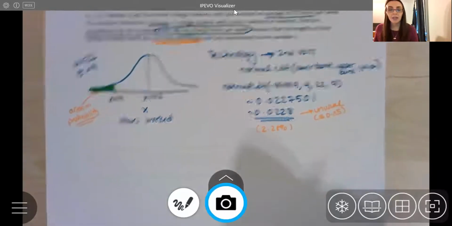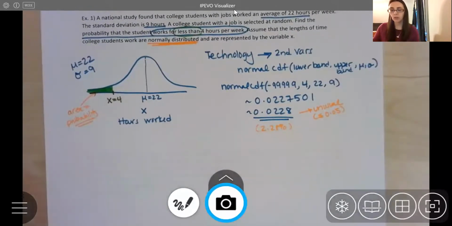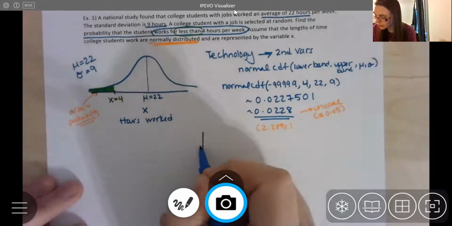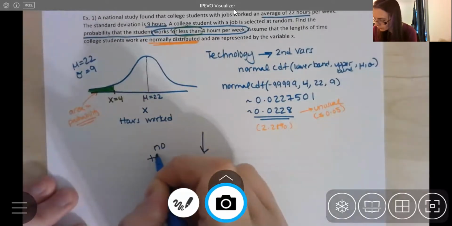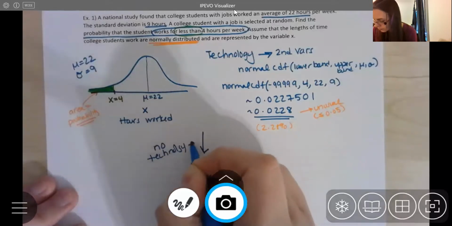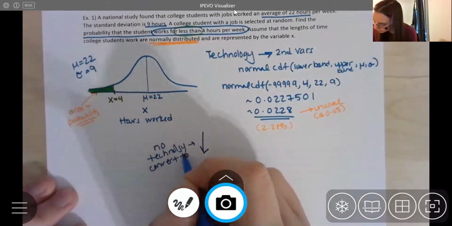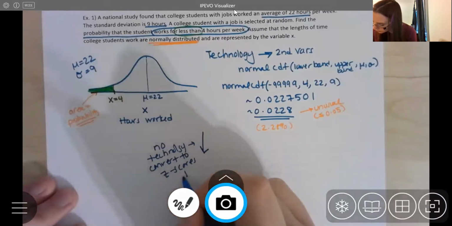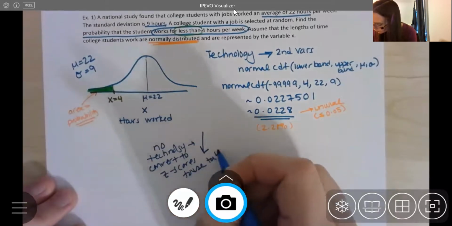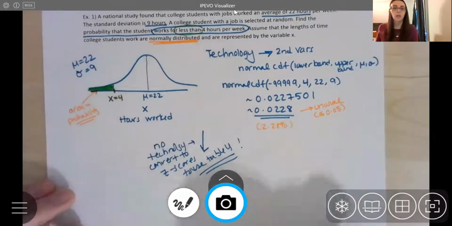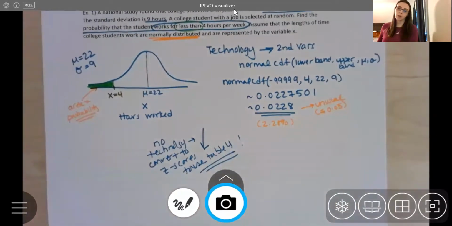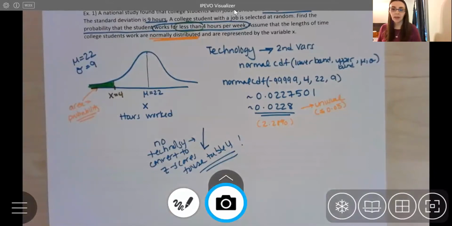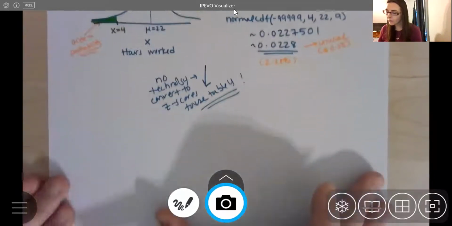Now, if you're not using technology, then you have to convert to z-scores. So you can use your table. Okay, so if you don't have technology at home, or you don't want to use it, you're not interested, that's totally fine, but you do have to convert this to z-scores, because that table in the back of the book that we talked about in the last few videos is only for z-scores. It's not for any x values, so we're going to change over, but we can do that.